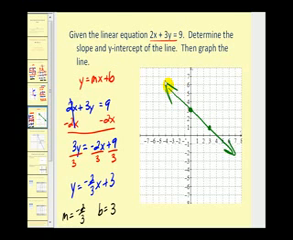Now there are several ways to graph a line, as we know. But normally if a line is in standard form, finding the x and y intercepts is usually the quickest, easiest way. So let's go ahead and review that method.